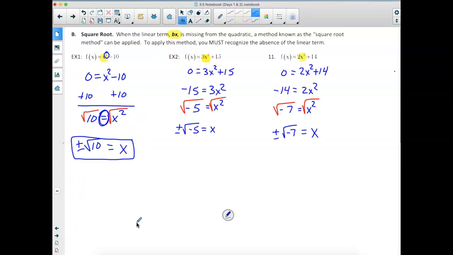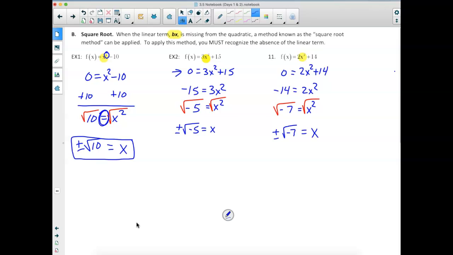Well, in examples 2 and 3, 2 and 11, whoa, that's kind of marked up a little goofy. Well, it's two examples and then you get to try number 11, so that's kind of wonky. You didn't notice that till now, but you set the thing equal to 0. So right here, 0 equals 3x squared plus 15. What do we do from there?